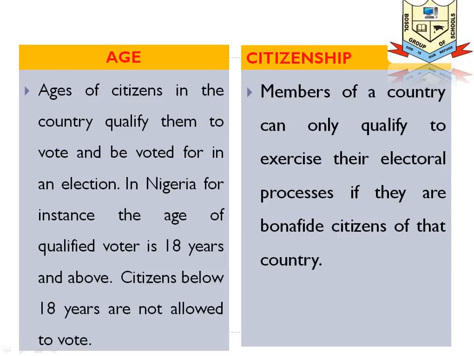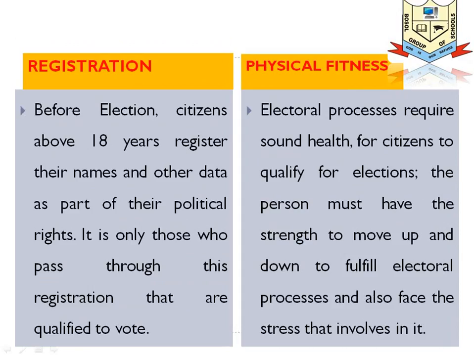Number two qualification is citizenship, meaning that a person must be a member of a country. Members of a country can only qualify to exercise their electoral processes if they are bona fide citizens of that country. Only the bona fide citizens, that is those who were born in the country, are qualified to participate during election.